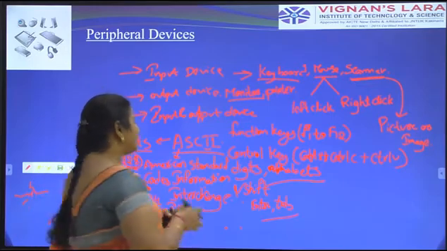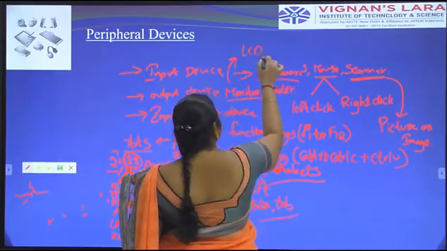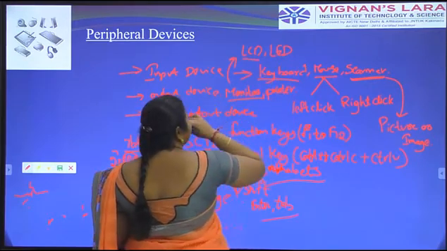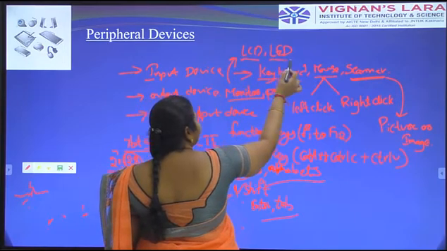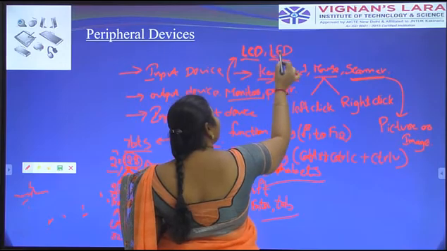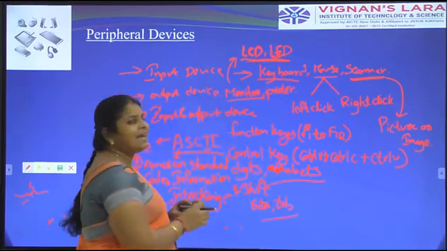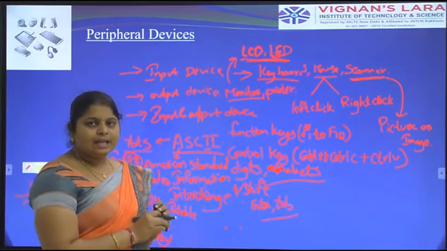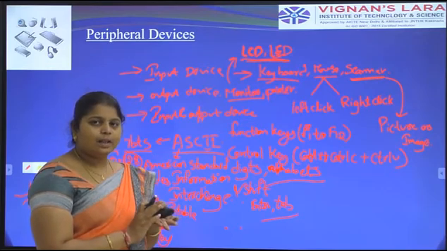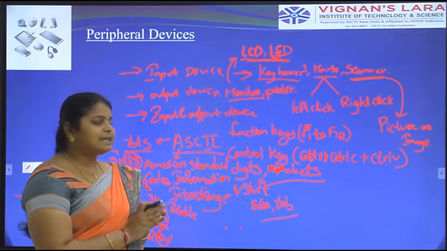Monitors consist of LCD and LED. LCD means liquid crystal display and LED means light emitting diode. These two are mainly used. Nowadays we use LCD or LED monitors.